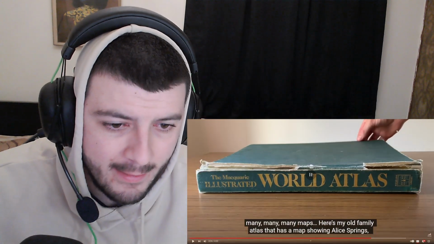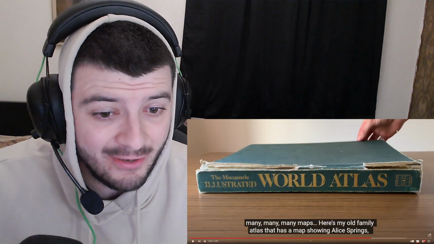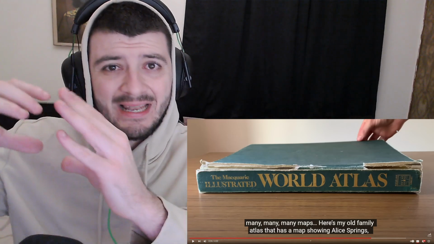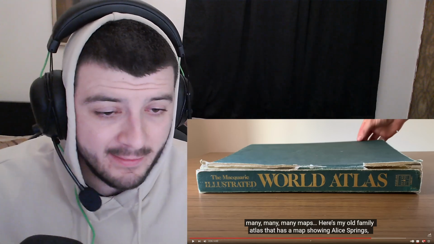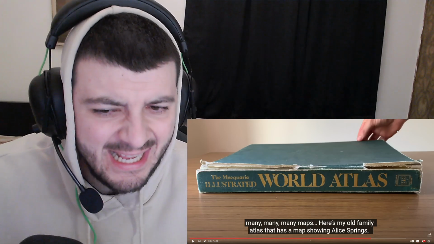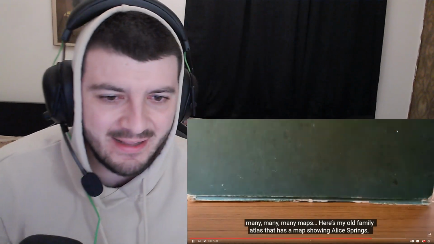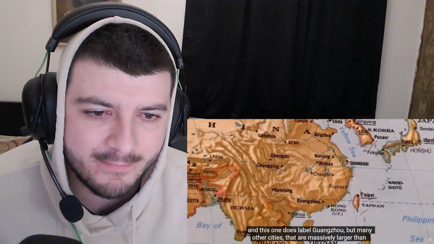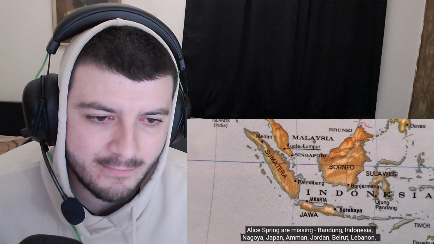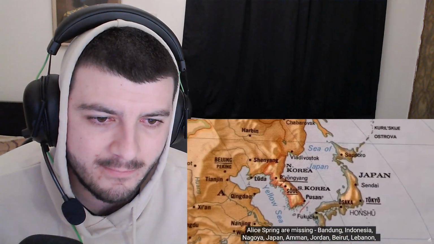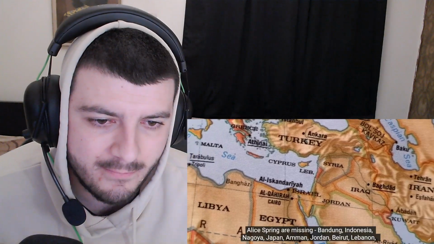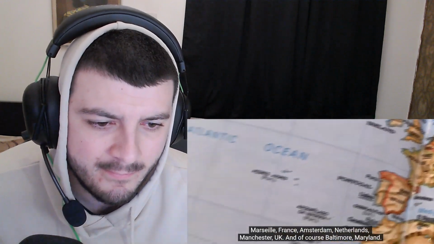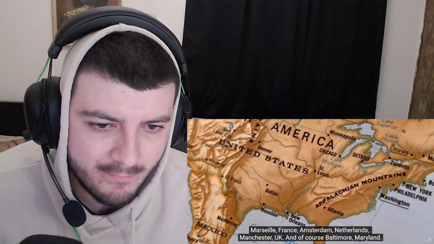Here's my old family atlas. That's probably because it's the only city which is around that area, because as we know, Australia's population is mainly around the coastal areas, and this one is like a city right in the center of Australia. So yeah, it makes some sense there as well. This map shows Alice Springs, and this one does label Guangzhou, but many other cities that are massively larger than Alice Springs are missing. Bandung, Indonesia; Nagoya, Japan; Amman, Jordan; Beirut, Lebanon; Marseille, France; Amsterdam, Netherlands; Manchester, UK; and, of course, Baltimore, Maryland.